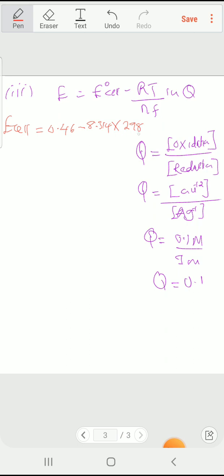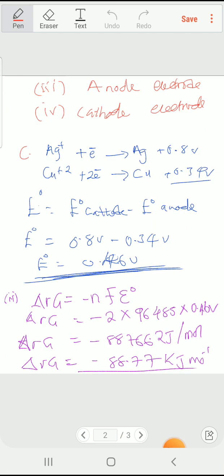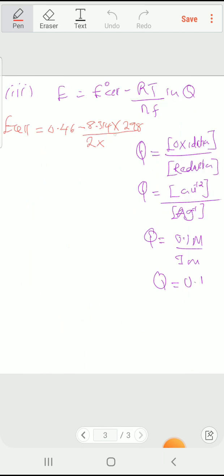Then over, don't forget, what is my N, number of moles? Remember when we were balancing, I said that this one would be 2. When we were calculating the Gibbs free energy, we used 2. Even here, that's the one we're going to use. What is my Faraday's constant? It is 96485. Then in Q is 0.1, like that one.